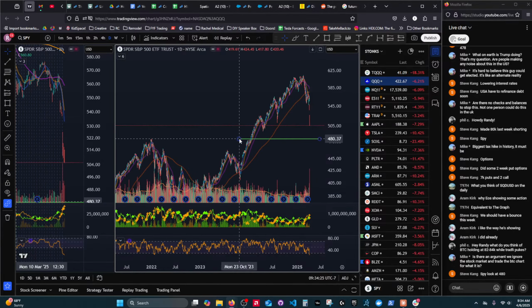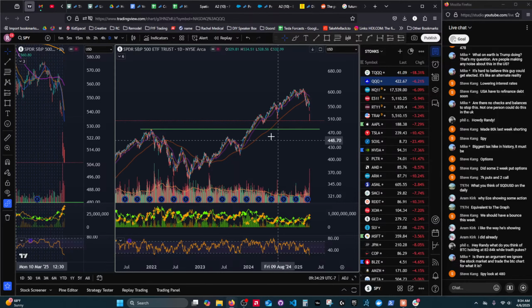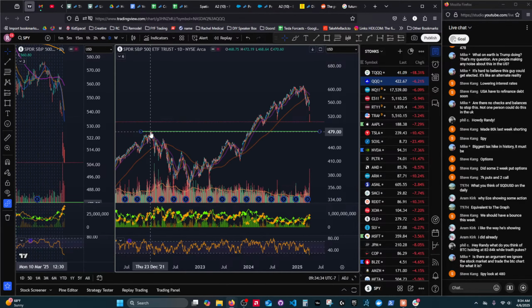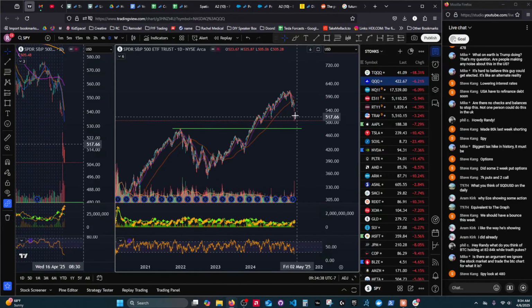Close enough. Oh, it goes back to that peak. I had this. I forget how I got to this prior high over here, but I did notice that could be a potential pivot point on the 480, yeah.